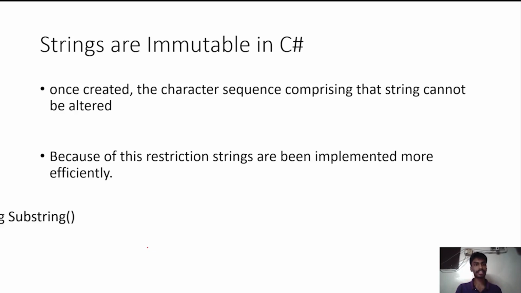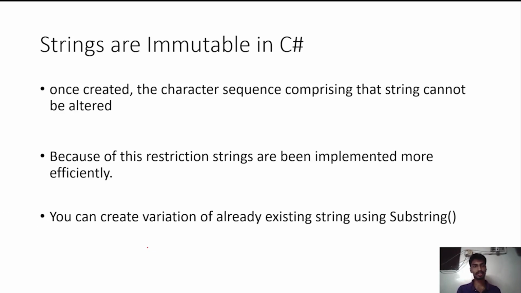So the next topic is that strings are immutable in C#. It is actually an important property of strings to be immutable in C#. Immutable basically means that once they are created, they cannot be modified, and it is implemented in this way so that programs written in C# are very efficient. To overcome the obstacles created by the immutable nature of strings, there is an inbuilt method called Substring.